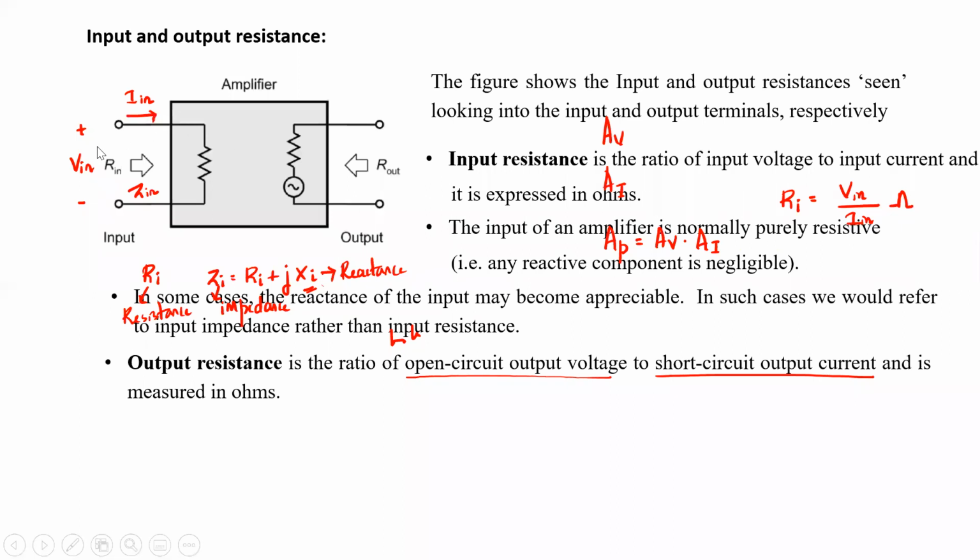The input current flows here and the input voltage drops across these 2 points. And the ratio of voltage to this input is Rin, is what we saw. But in output resistance, we are talking about two different entities here. What is that? Open circuit voltage to short circuit output current. Open circuit output voltage and short circuit output current.